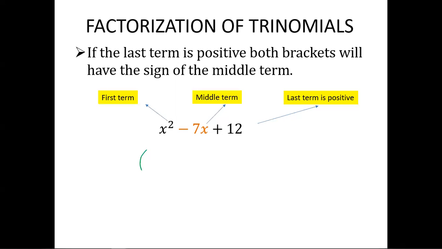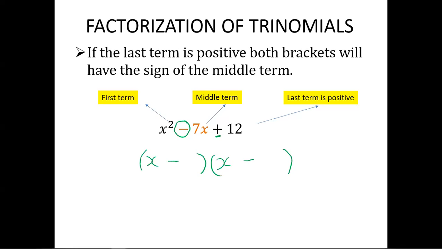What will be the first term in each bracket? It is x and x. What will be the signs in each bracket? Because the last term is positive, both brackets will take the sign of the middle term, which is negative. Then find the factors of 12.